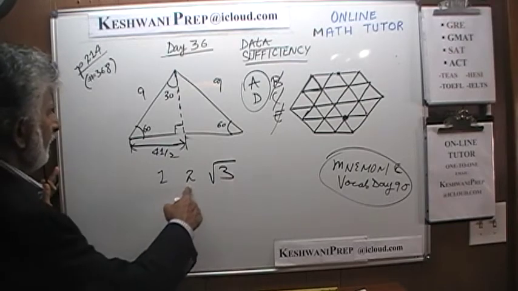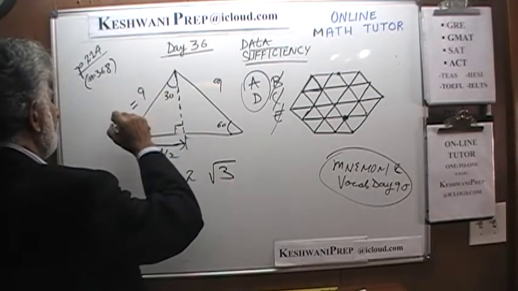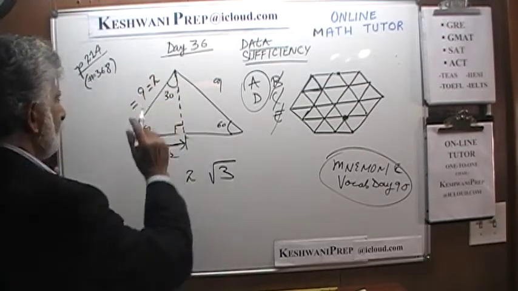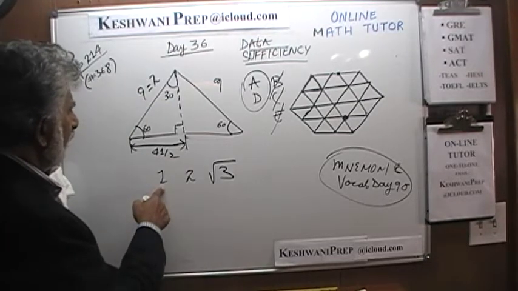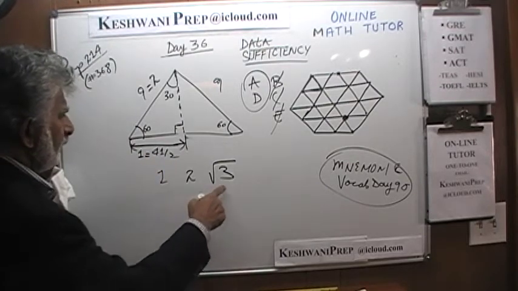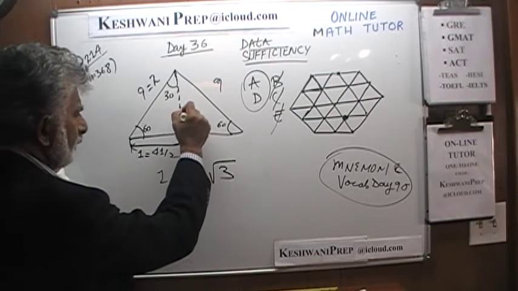This is the biggest one that goes up here. This is your 2. And this is 1, the smallest one, which goes in front of 30. That's your 1. And then root 3 will go up here, which is what we're interested in. We're interested in the height. The root 3 should go up here.